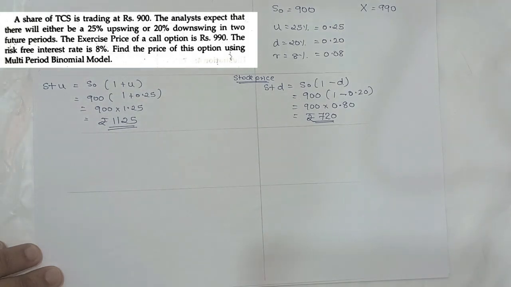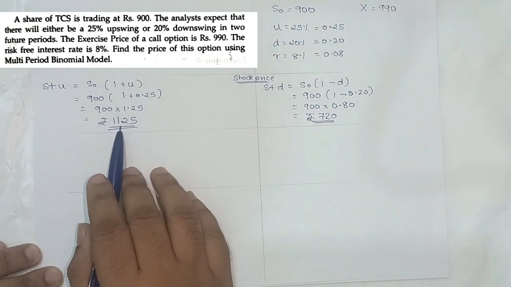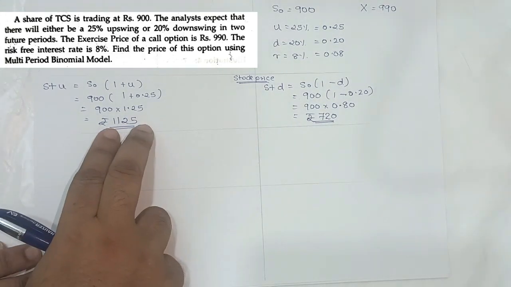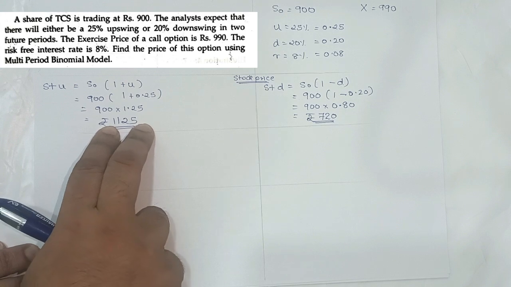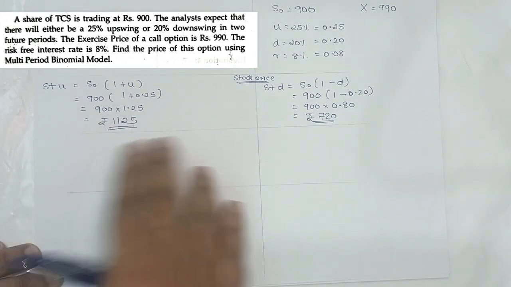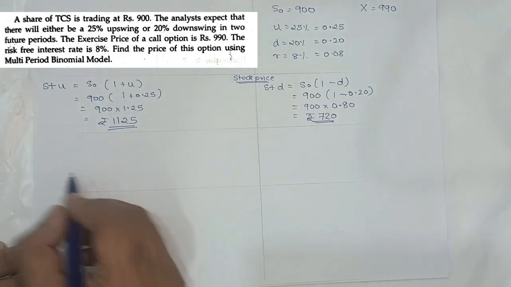So remember, in the first year, I can have an upswing or a downswing. In the second year, whatever is my value at the end of my first year will become the spot for the second year. And then again, I can have either an upswing or a downswing. Okay, so see now how we need to solve that.